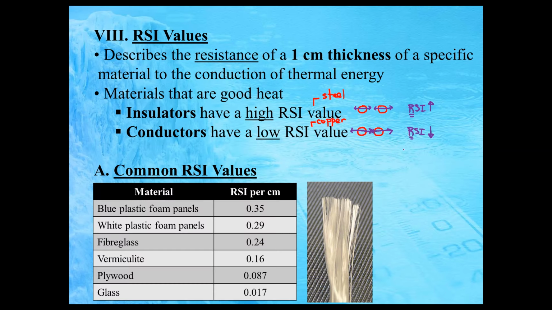Okay, let's look at some common materials you could find in your house. Obviously glass is a common material. Your windows would be made out of it. And if I look at the RSI value for glass, it's 0.017 per centimeter. That's a pretty low RSI value. And again, if something has a low RSI value, it means that it's a better conductor.